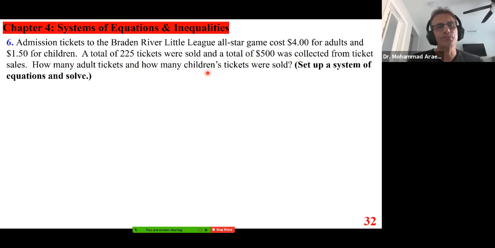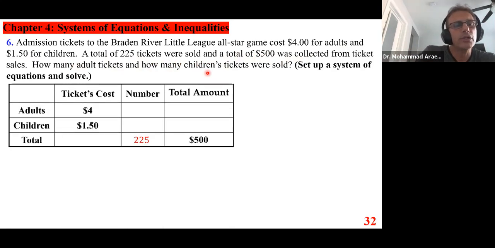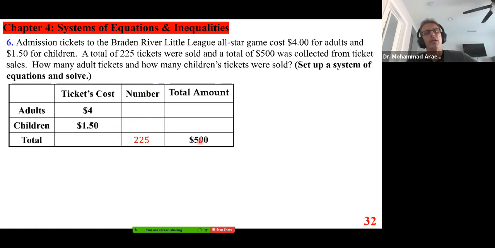So having said that, again, let's set it up just the way we did the previous one. Adults, it's going to cost us $4, and children is going to cost us $1.50 per ticket. How many do we have? Total of 225 tickets. How much money do we have? Total of 500. Now, we can go x and y, or maybe even the initials. A represents the number of adults, C represents the number of children. It makes it easy to remember what they are. Otherwise, you have to be very precise and very careful as to how you define your variables.